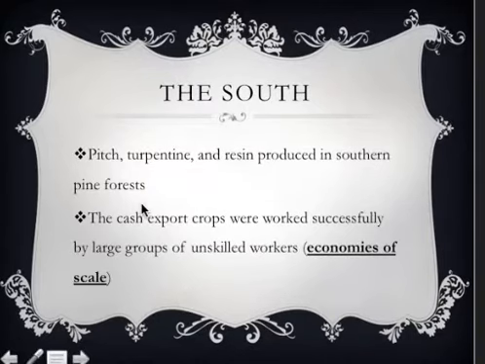All right, so there was pitch, turpentine, and other resins that could be used as sealants in the South. So we do see the development of a small industry in the construction of vessels.